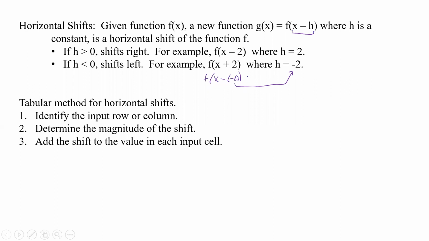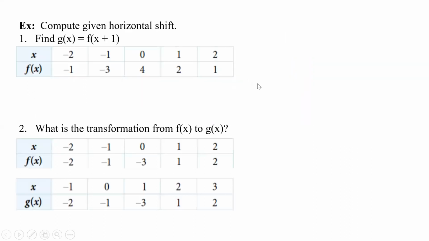So the tabular method for horizontal shifts basically is we identify our input row or column, and then we determine the magnitude of the shift, what is our number, 2 or minus 2, and then we add that shift to the value in each input cell. All right, so let's do some examples here.